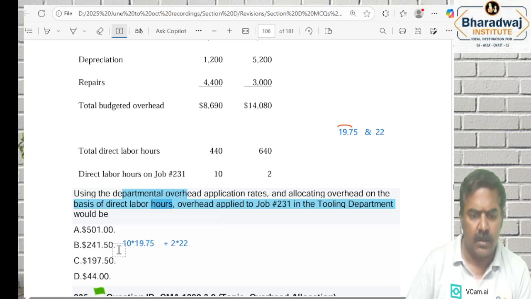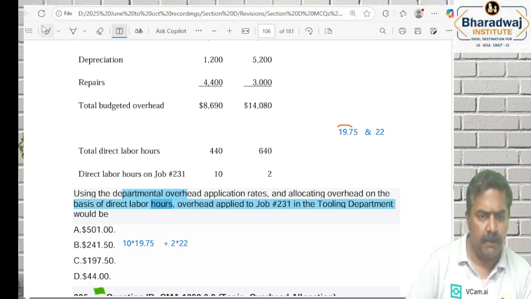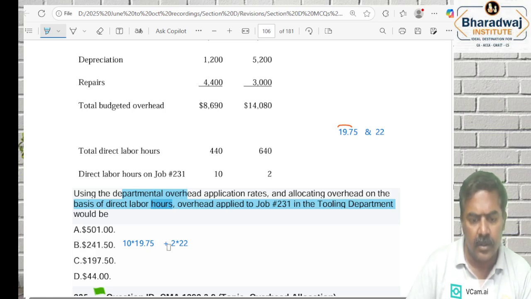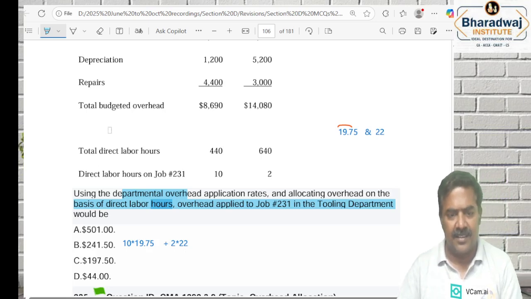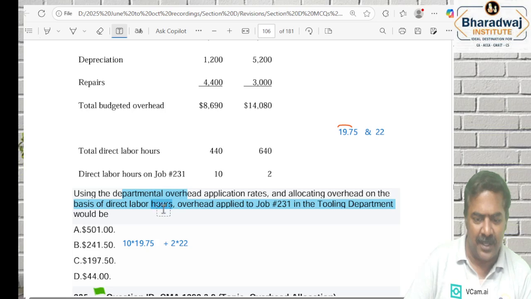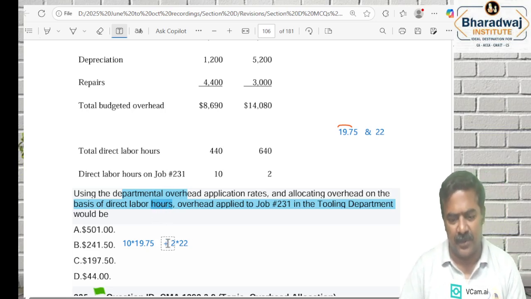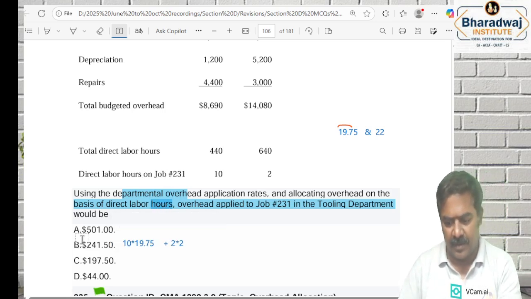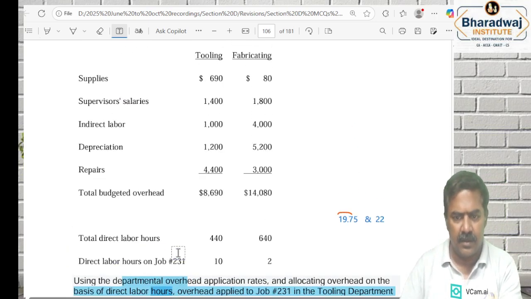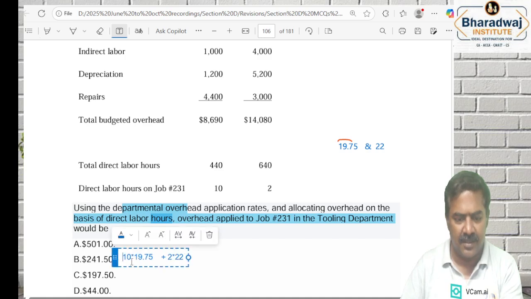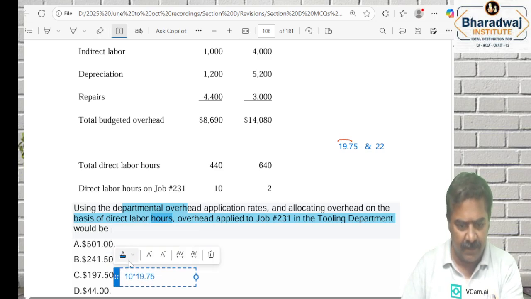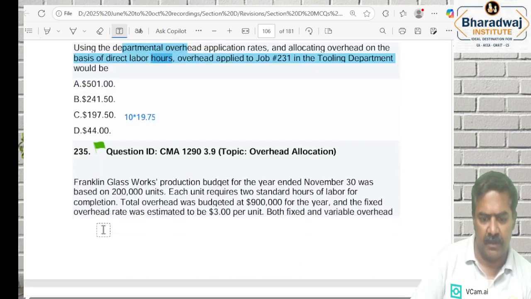What is the answer? 241.5. So, where do the two departments go? Only for the tooling department, this 2 into 22. The right side is the tooling department, the left side is the other. Okay. 197.5.